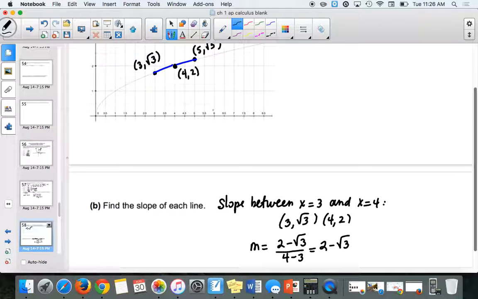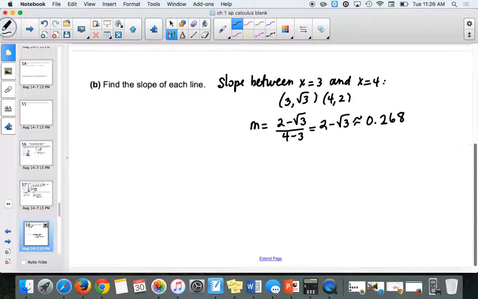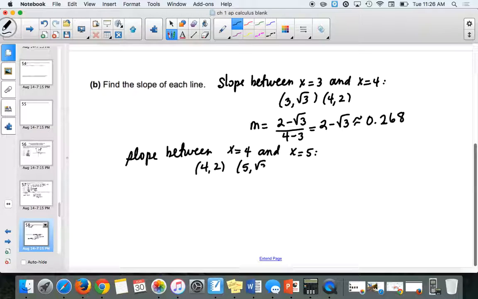So if I was finding a decimal approximation for that, root 3 is like 1.73 something. So 2 minus that, I would have 0.268. That would be 3 decimals. All right, so what if I want to find the slope between the other ones? So let's find the slope between x equals 4 and x equals 5. Well, that again would be the point (4, 2), but now we'd have (5, root 5).